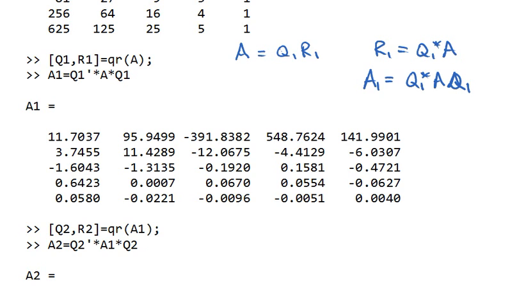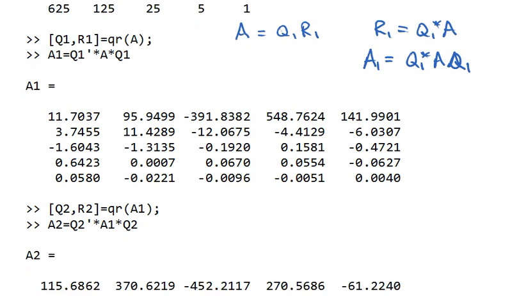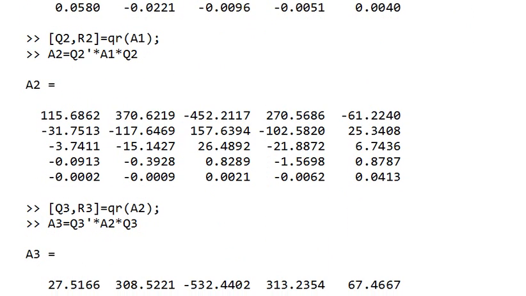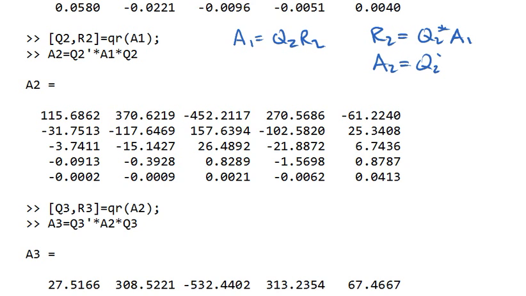And so A1 is not triangular. But we can keep going. So now we have A1. We take the QR factorization of A1. So A1 is Q2 R2. R2 is Q2 star A1. And A2 is Q2 star A1 Q2. Right? And we just keep going like this.